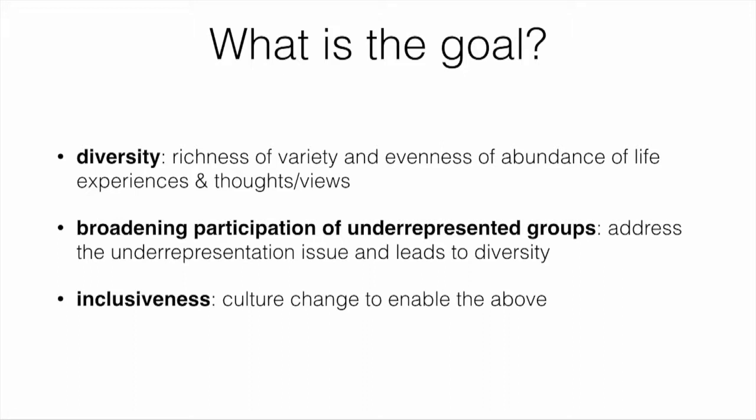So what is our goal? One of the questions I think we have to ask ourselves is what is our goal here in the VIS community? Is it just about richness of variety and evenness of abundance, creating diversity, or is it looking about underrepresentation in particular and trying to figure out how to create a community in VIS that's more representative of our broader community, whether that's in the US or internationally, right? Is inclusiveness an important part of this? And I think obviously all of these things are important.